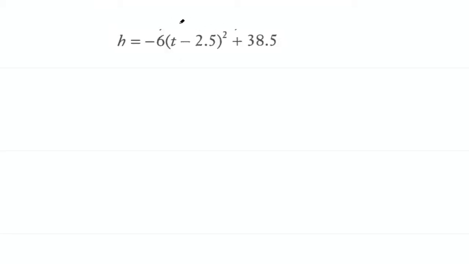Okay, so a few things to note. This is in the form of a (t − h)² + k. Given this, what is the maximum height of the ball? Well, this is an upside down parabola, so the maximum happens at the vertex. And the vertex here is (h, k), which is given to be (2.5, 38.5).